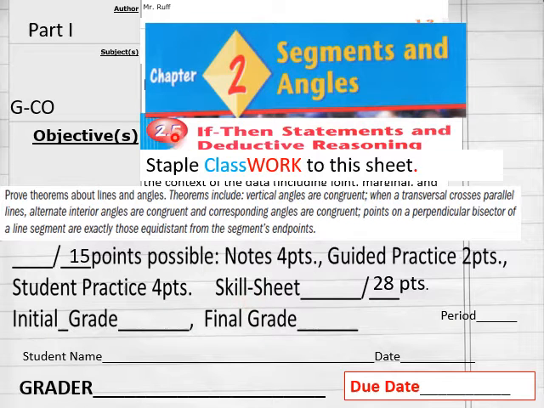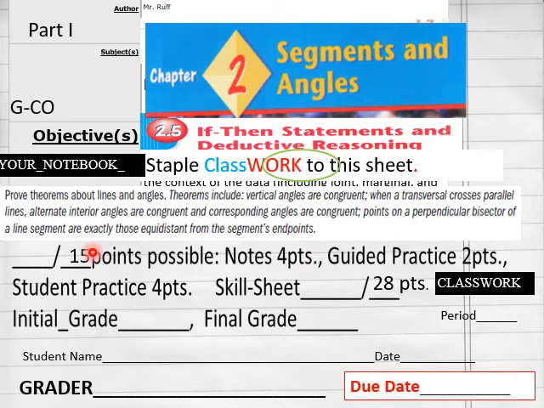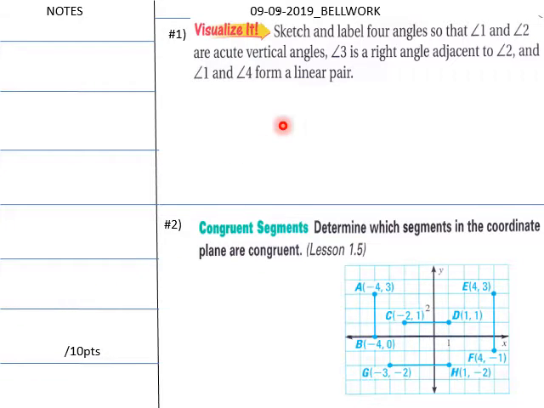Okay, 2.5, if-then statements and deductive reasoning. Staple your classwork. If you're taking this online, make sure you send your classwork in as well. We have a 28-point classwork skill sheet for 2.5, part 1, and then a 15-point notebook guide for this.